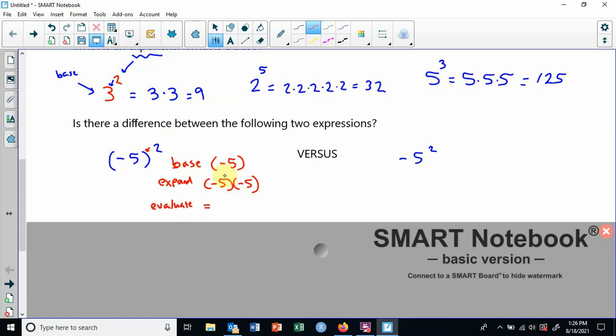And then I can actually get the answer, evaluate. The answer here is, what's a negative times a negative? We did that a few lessons ago. That's a positive. So 5 times 5 is a positive 25. That's going to be actually different than this one over here.